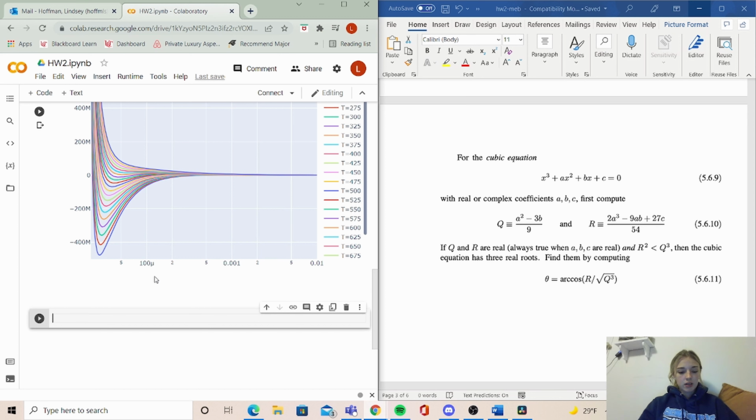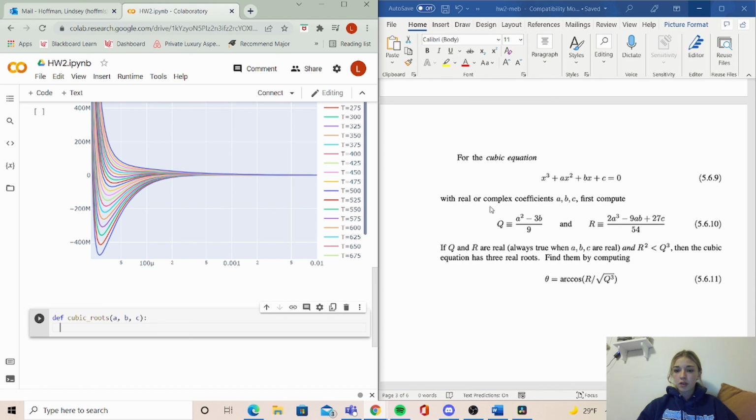So we want to define our function. We'll call it cubic_roots, and our parameters are going to be A, B, and C. So it says here, with real or complex coefficients A, B, and C, first compute Q and R. So we can go ahead and do that.